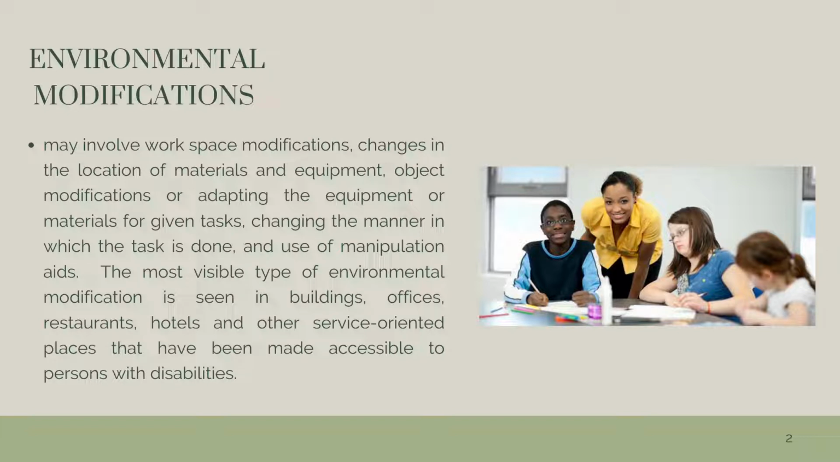The most visible type of environmental modification is seen in buildings, offices, restaurants, hotels, and other service-oriented places that have been made accessible to persons with disabilities. So, within regular school buildings, modifications have to be made in the learning environment to enable students with physical disabilities and health impairments, and those with severe disabilities, to participate more fully in school and classroom activities.